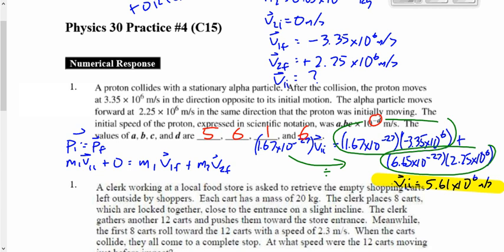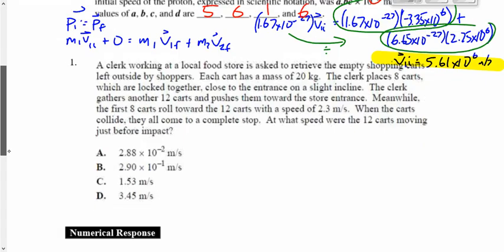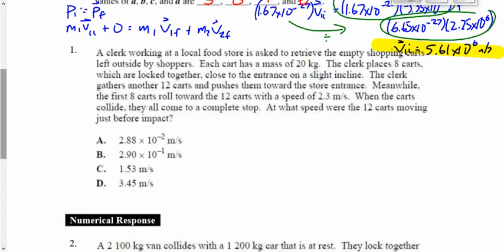Now, multiple choice question number 1 is a good one. It says a clerk working at a local food store is asked to retrieve empty shopping carts left outside by shoppers. Each cart has a mass of 20 kilograms. The clerk places 8 carts, which are locked together. So really we have 160 kilograms here, right? Okay, 160 kilograms. Close to this entrance on a slight incline. There's another 12 carts, okay, that's 240 kilograms, pushes them toward the store entrance.